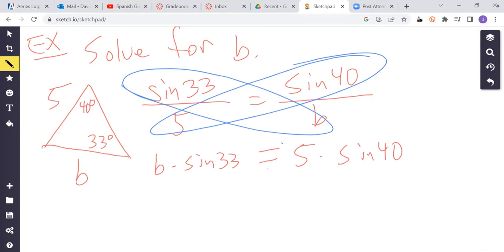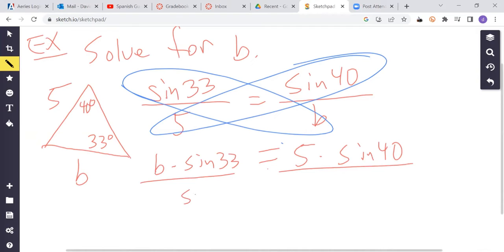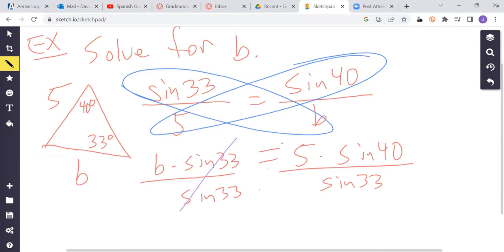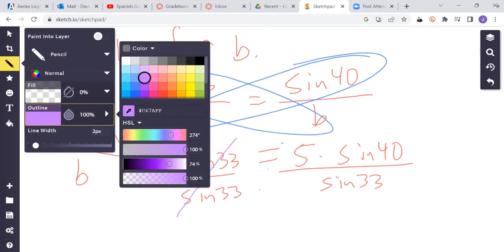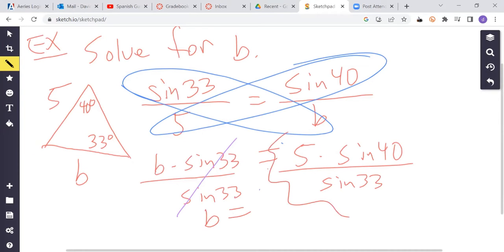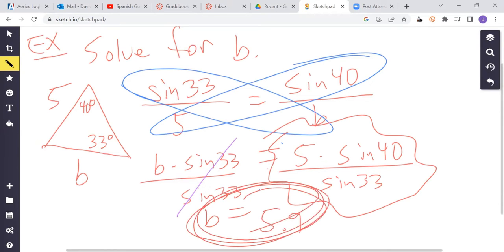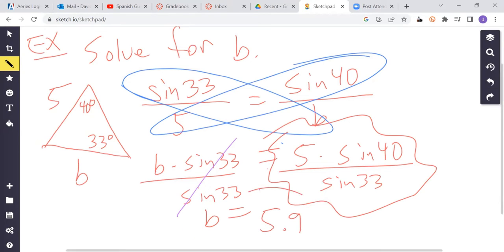Now we're trying to solve for b. So we'll divide both sides by the sine of 33. And we're pretty much done, right? Because these cancel, those are gone. And then b would equal whatever this is here on a calculator. So while you copy that down, I'll type this in for us, and then sine 33. So about 5.9. Final answer. b is about 5.9.